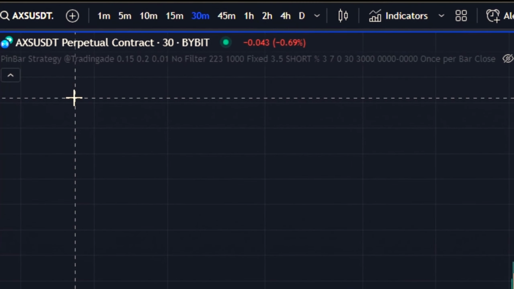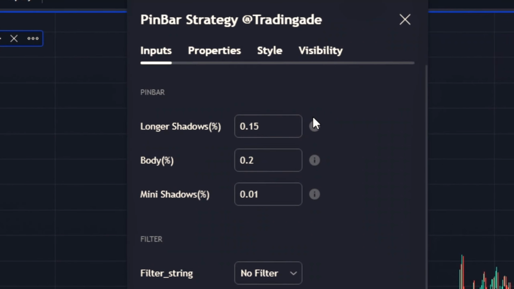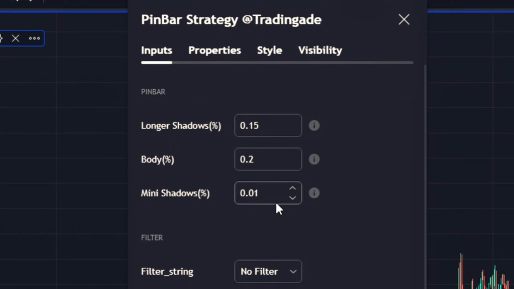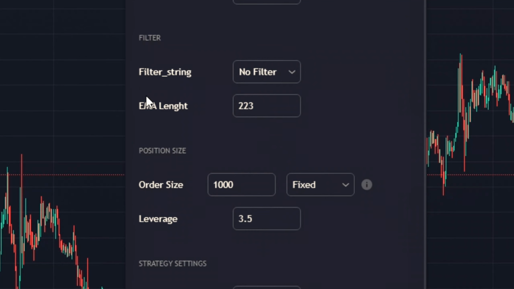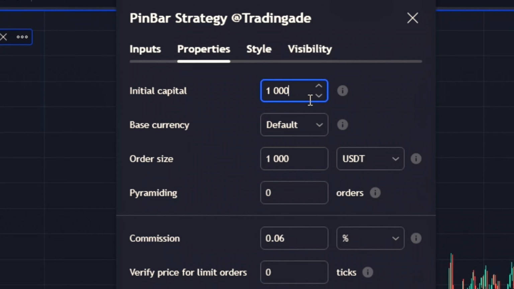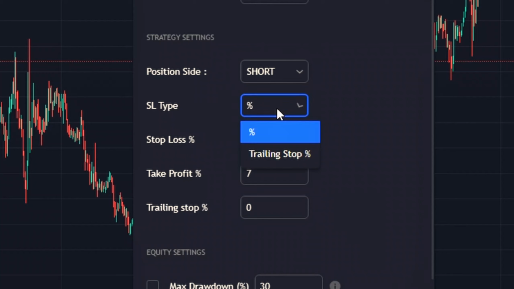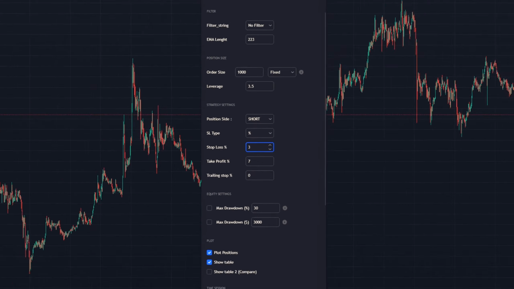We are here on AXS USDT on Bybit exchange, 30 minutes time frame. Longer shadow will be 0.15, body percentage 0.2, and the mini shadow will be 0.01, so basically 0. I disabled the filter, so we are not filtering any entry signal. $1,000 with a fixed order size and a 3.5x leverage. Initial capital $1,000 and 0.06% commission. We are going short, with a 3% stop loss and 7% take profit. Let's see some backtest results.